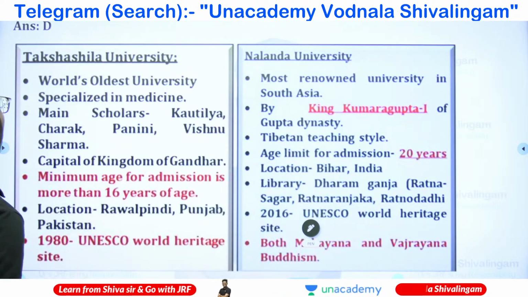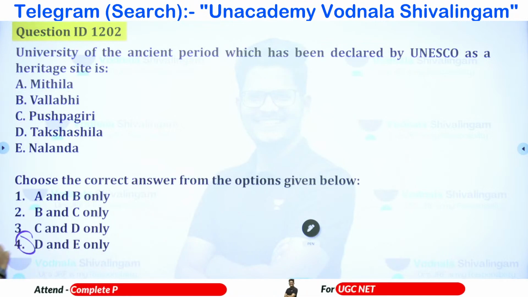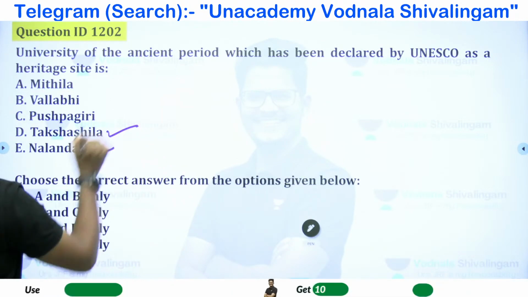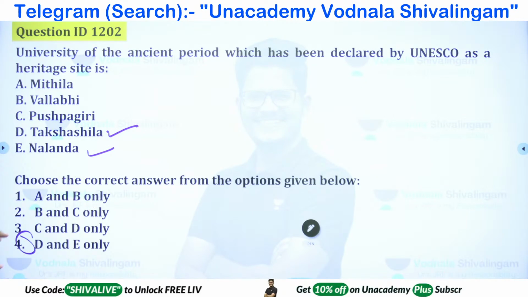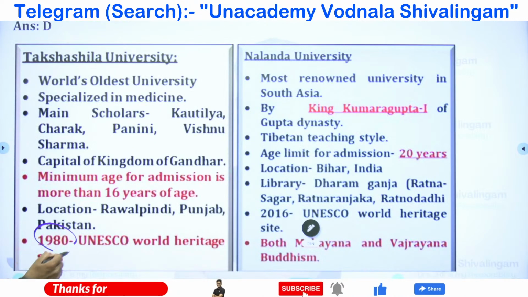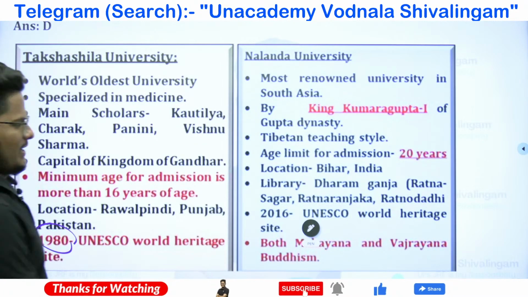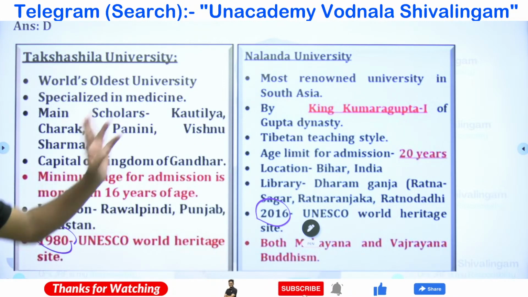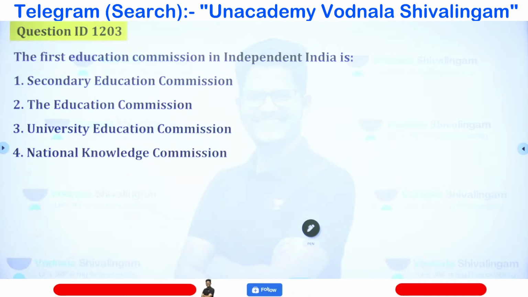The answer for this question will be option D, which is D and E. Takshila and Nalanda come under the UNESCO heritage sites. You can see in 1980 Takshila got declared, and in 2016 UNESCO declared Nalanda a World Heritage Site. So 1980 and 2016.